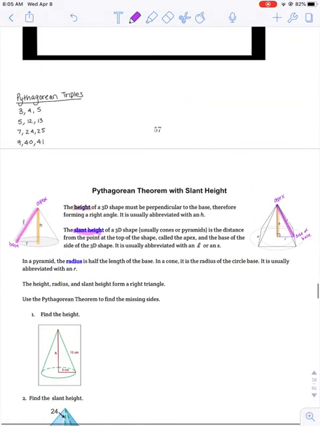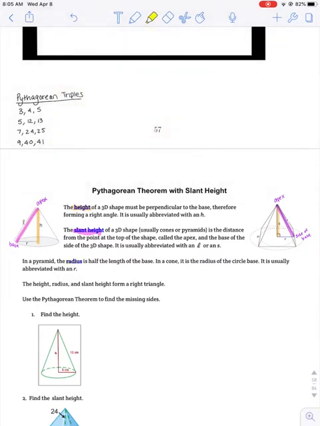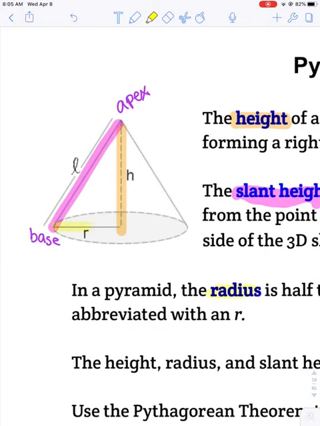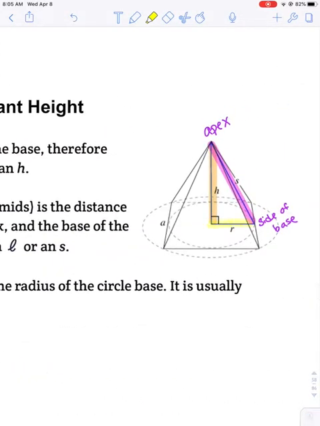All right, one more term is radius, which is the same definition that we learned for radius of circles. The radius is half the length of the base. In a cone, it's easy to know what the radius is because it's just the radius of the circle. But like for a pyramid, we don't really talk about radius of a square or a rectangle, but it means the same thing. It's halfway across. So here's the radius, halfway across that circle. And then for a pyramid, it's halfway across the square or the rectangle, whatever that shape is.